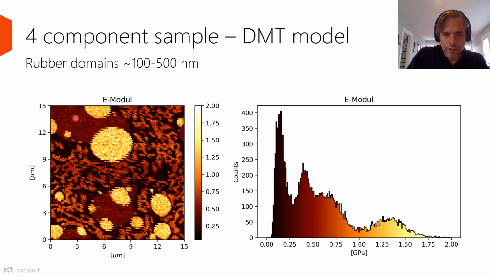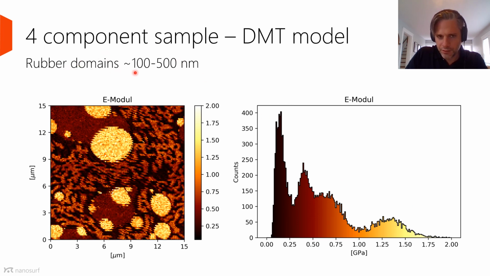There's a darker component in the background. Here's one, here's another one here, and then this lighter kind of wavy or snake-like pattern almost everywhere. That's the 4th component. In the histogram, it's also clear. We have 1, 2, 3, 4 different components here.